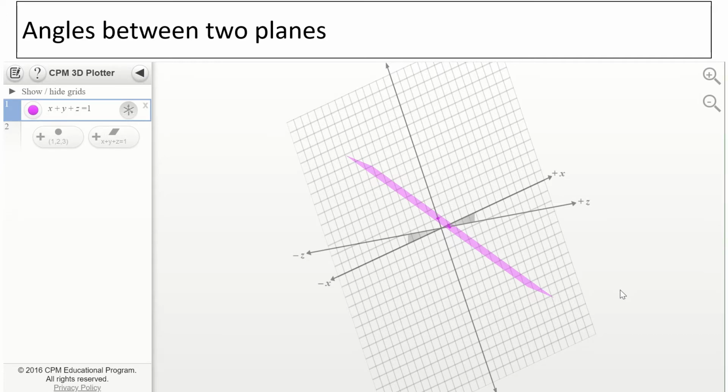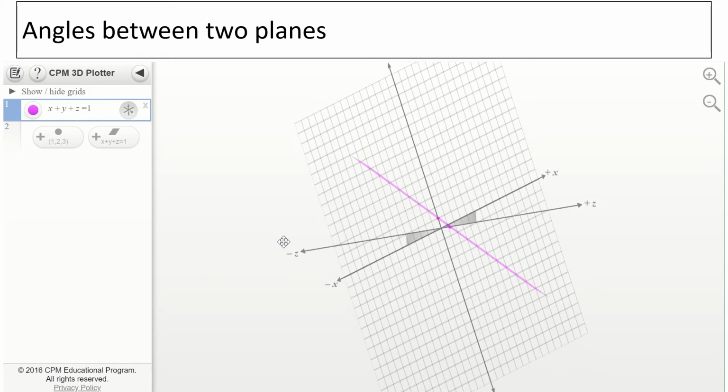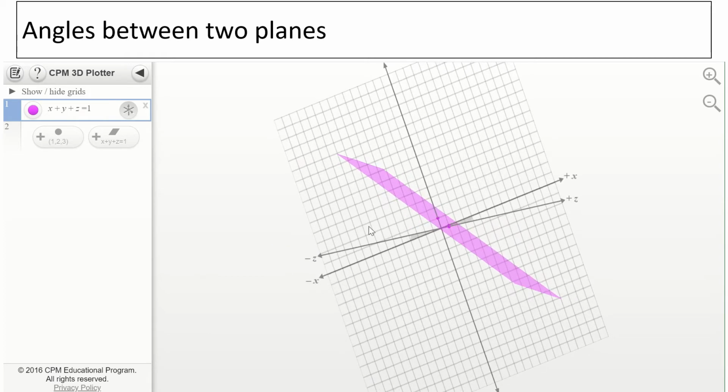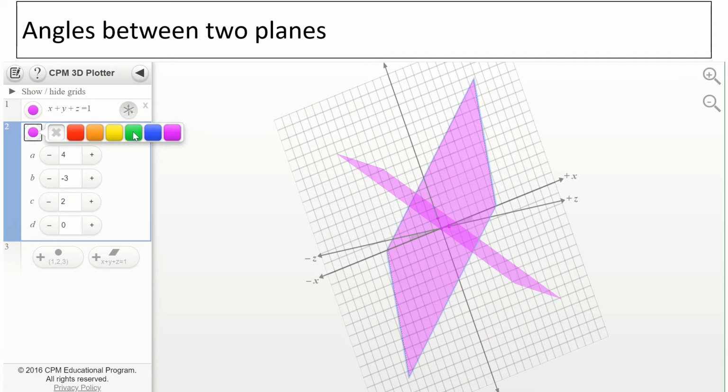Hello everyone. In today's video we are going to look at how to find the angle between two planes. Let's take, for example, one plane, which is given here in purple. This is x plus y plus z equals 1. And let's take an arbitrary second plane: 4, -3, and 2, equals 0. Let me change the color so that we have a clear contrast. Let's say a green color.